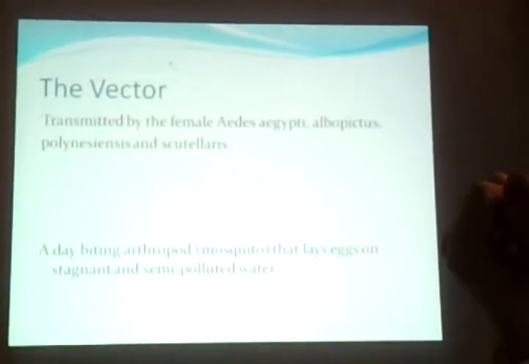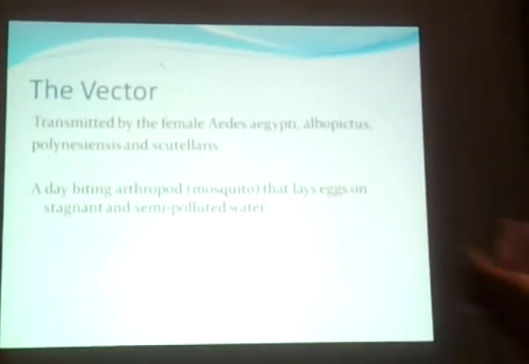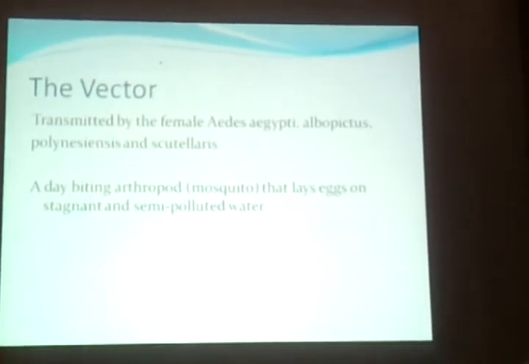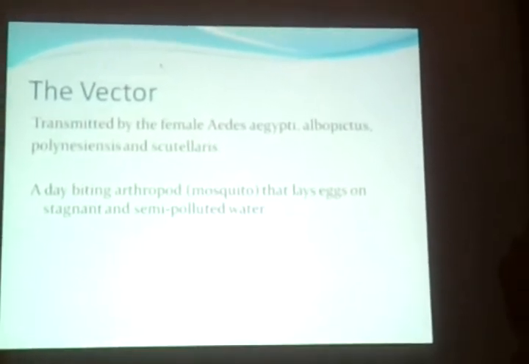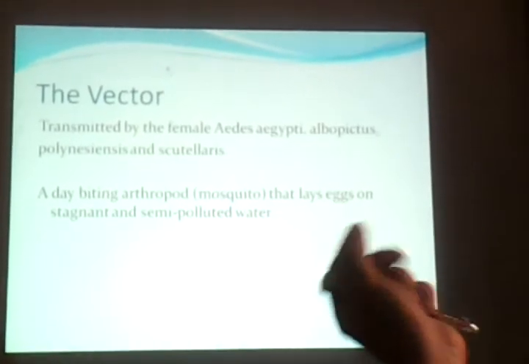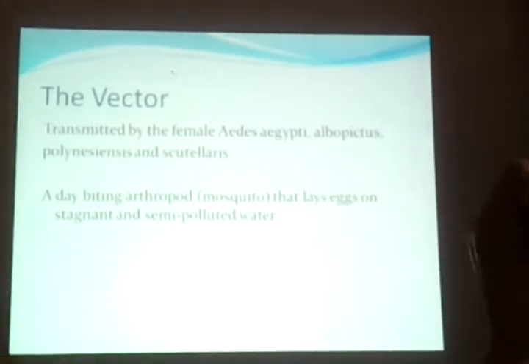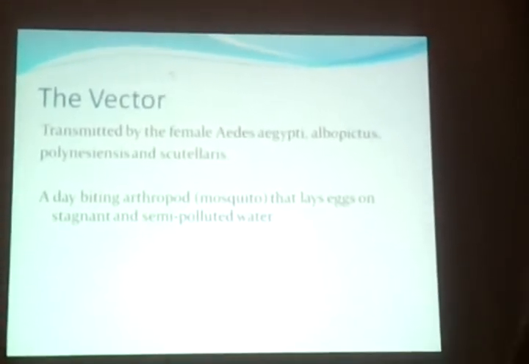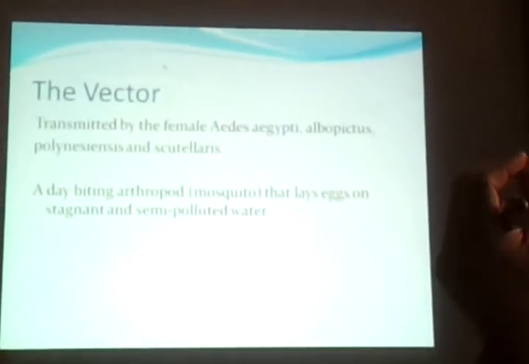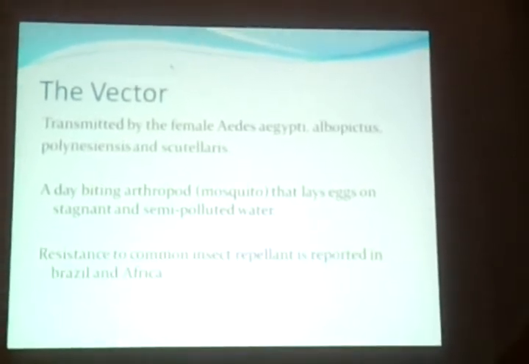This is a day-biting arthropod mosquito that lays eggs on stagnant and semi-polluted water. We all know that this mosquito breeds on stagnant water. When you say semi-polluted water, this is not the mud or the black water that you see in your, what do you call that in Tagalog? Estero. Okay, so you do not see them breed there. Normally they breed in semi-polluted water. Highly polluted water is very toxic to the mosquito for breeding.